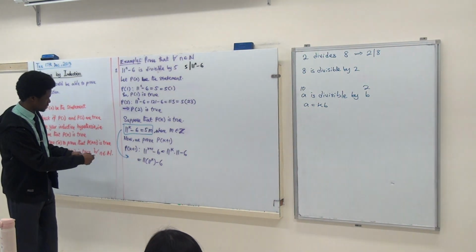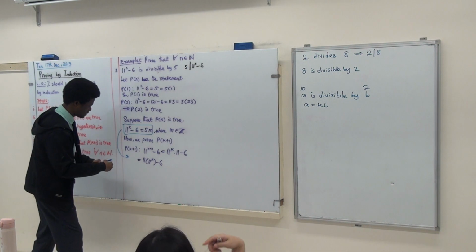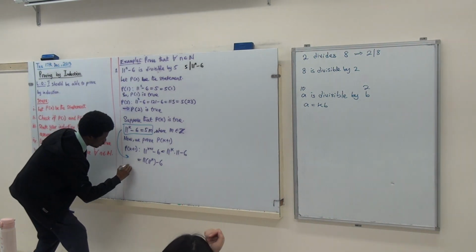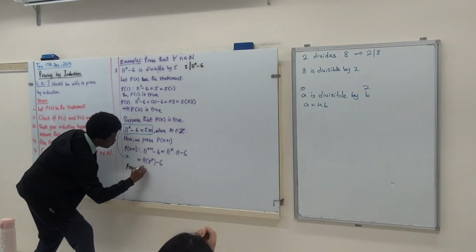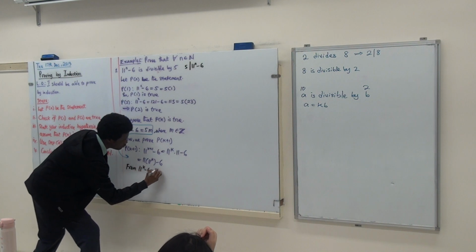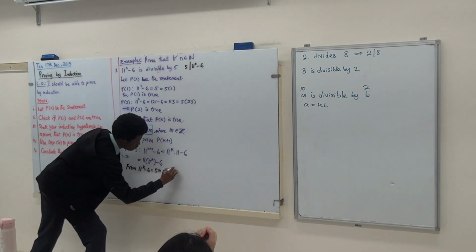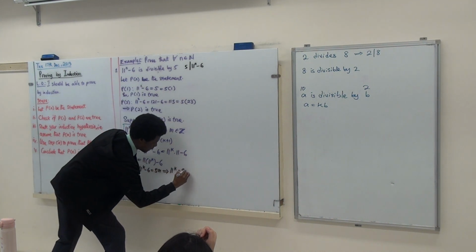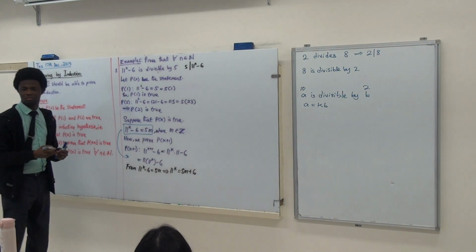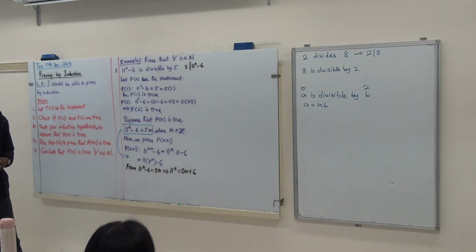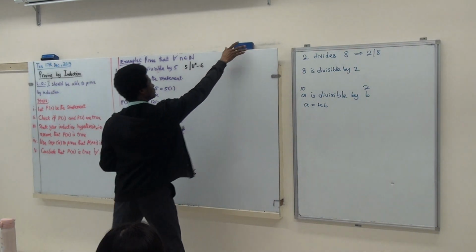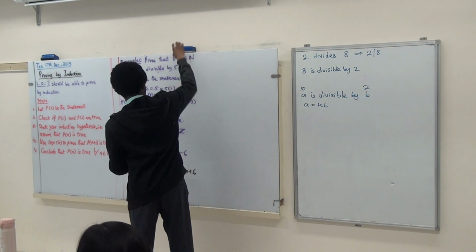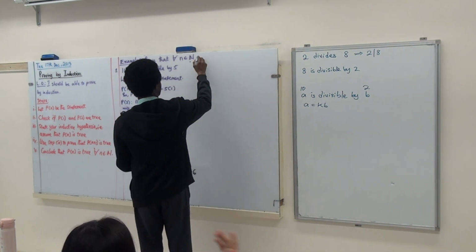So which means, from our inductive hypothesis, from 11 to the power k minus 6 equals 5m, it implies that 11 to the power k, can we see this? Yes. Equals 5m plus 6. Does it make sense?